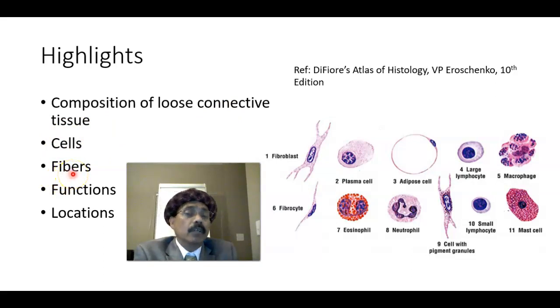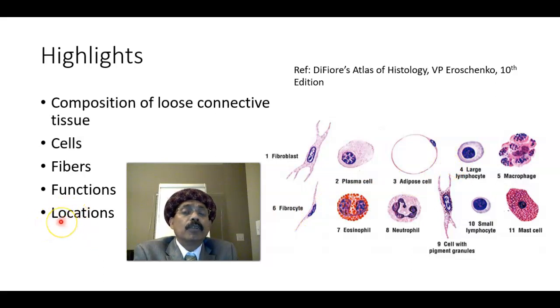Fibers, we have the collagen fiber, elastic fiber, also reticular fiber. Functions, they support other structures. Immunological and defense function, it contains the plasma cell that produces antibody. It has an inflammatory function, contains the acute inflammatory cell neutrophil or chronic inflammatory cells, and is associated with anaphylactic reaction. Okay, so these are the functions.